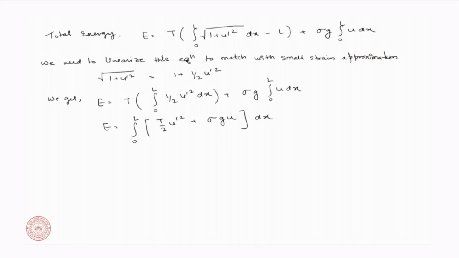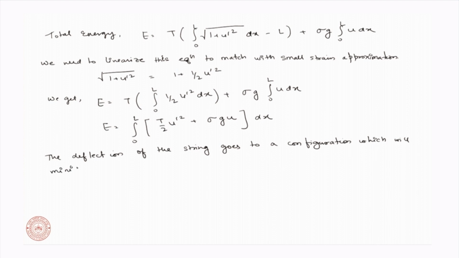Now, our objective of the analysis, and that is nature's rule, is that energy wants to get minimized. Any system wants to go to the lowest state of energy according to thermodynamics, right, and that comes from the second law of thermodynamics. It will try to minimize its entropy and therefore the energy of the system. Okay. So, the string deflects. So, the deflection of the string goes to a configuration which will minimize the total energy.